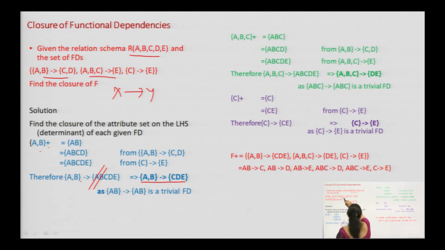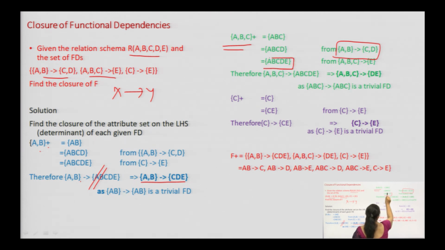Now, let us look at the second functional dependency ABC determines E. So, we will find the closure of ABC, which is ABC. It becomes ABCD. Why does it become ABCD? Because given is AB determines CD, given is ABC determines E. So, we get ABCDE. ABC determines ABC, trivial. So, we have over here that ABC determines DE. Closure of C in this case will be CE, and we will have C determines E.